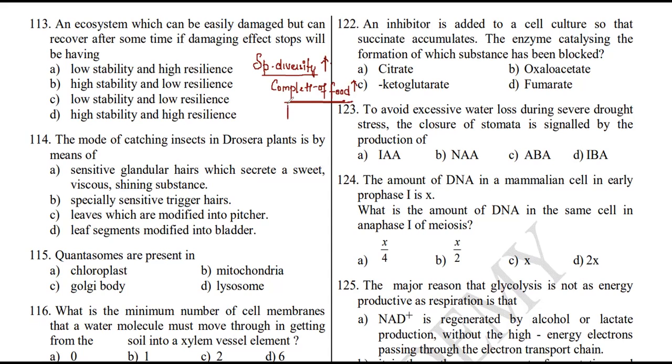But if many species are present, then the ecosystem is going to be stable, because all the animals, all the birds are relying on each other, right? It's going to be like a food web. So if there's species diversity, there's going to be stability.